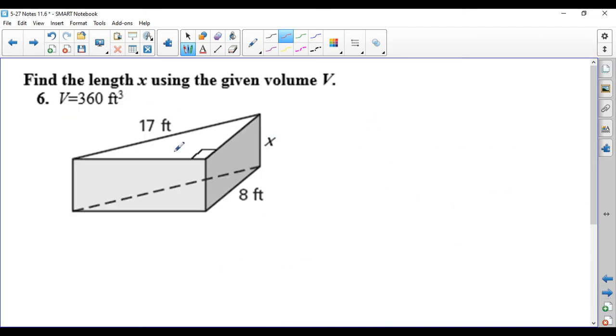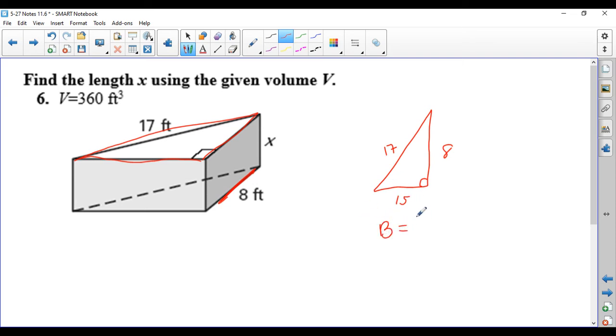Here's another prism. If we look at the base of this prism, the base is a right triangle where the hypotenuse is 17 and one of the legs is 8. This is an 8, 15, 17 right triangle. It's one of the Pythagorean triples. If you didn't know that, you would use the Pythagorean theorem to get the 15. And then you would find the base area.